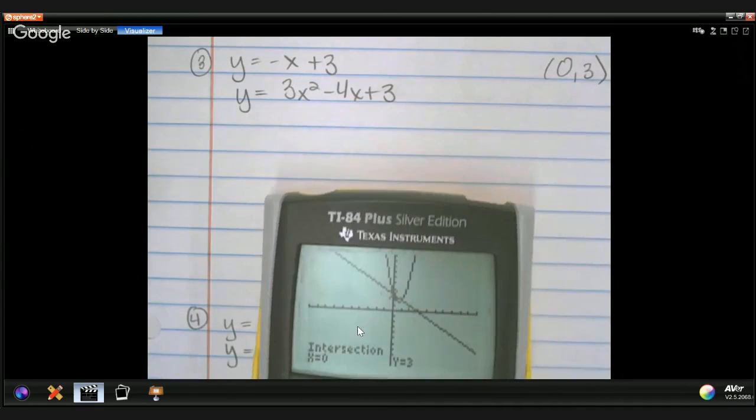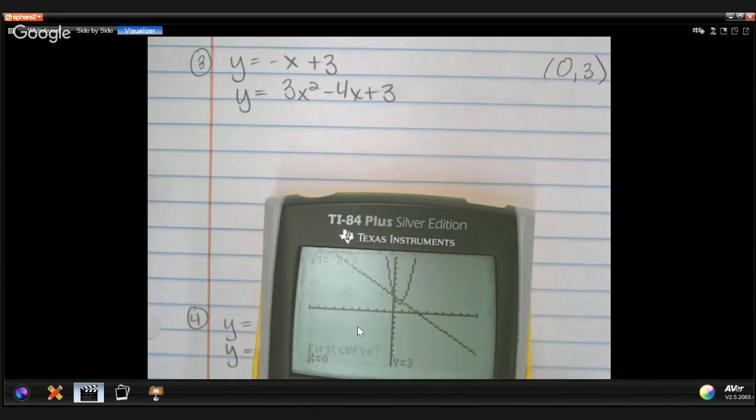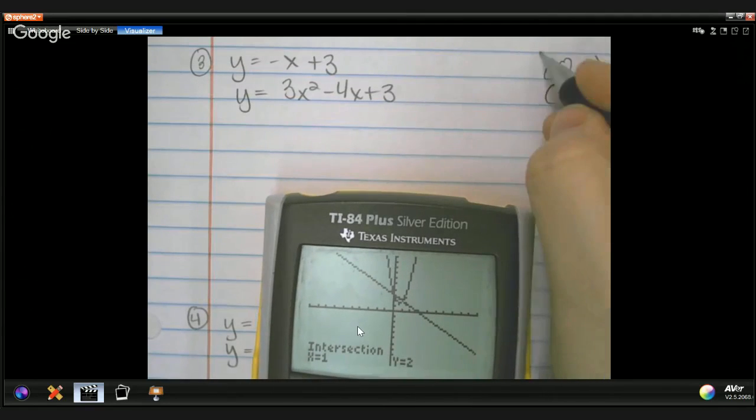Now I need to do the same thing again, second trace number 5. But this time I need to move my cursor, physically move it to the right to the other intersection. And I'm going to hit enter until I get that intersection. And that one's at (1, 2). So there's the 2 answers.